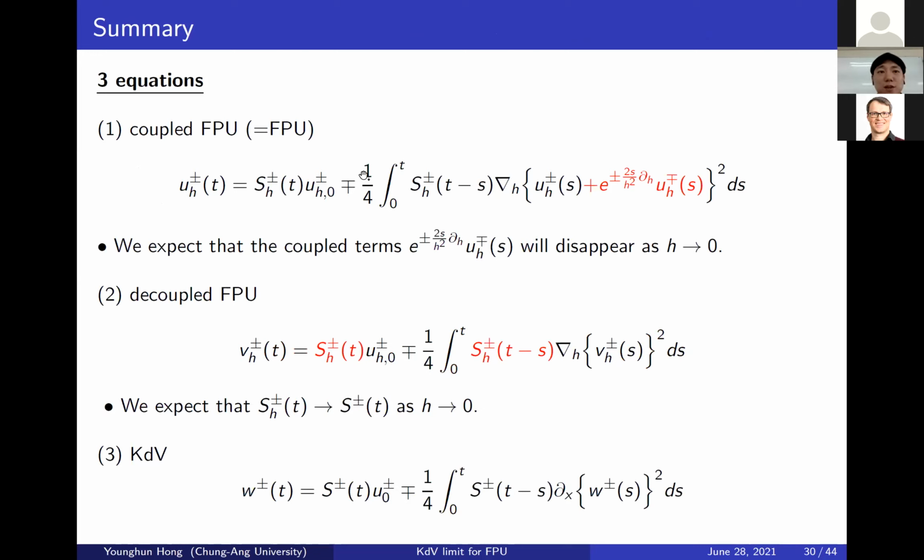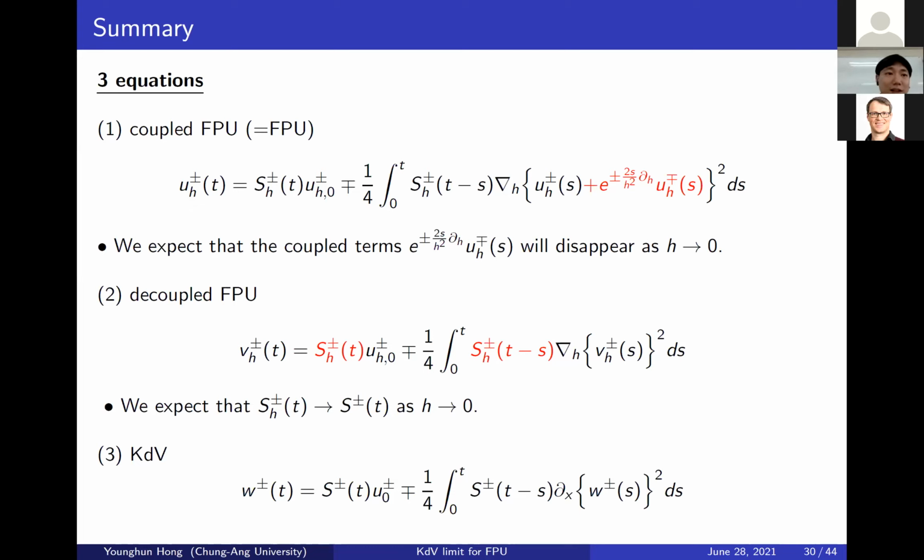So far, this is a quick summary. There are three equations that appeared. The coupled FPU is just a reformulation of the Fermi-Pasta-Ulam system, but based on the observation that this may disappear, we introduce the decoupled FPU. And then, by the second observation, we may expect that this one would converge to the KdV equation.